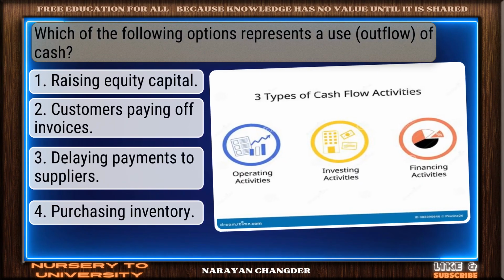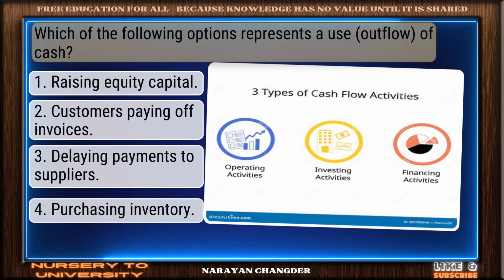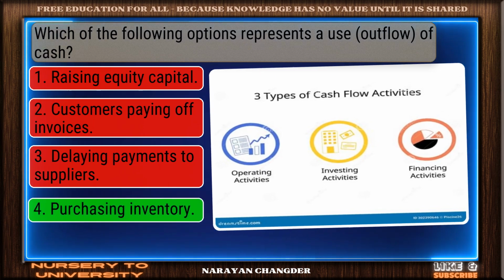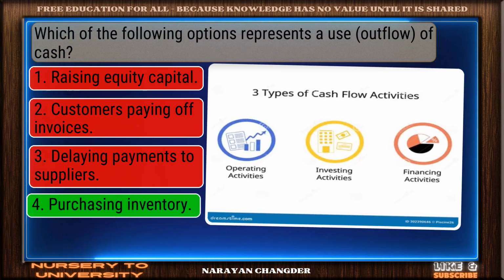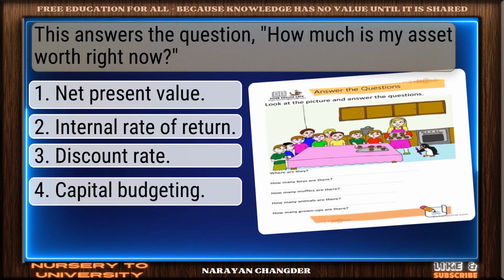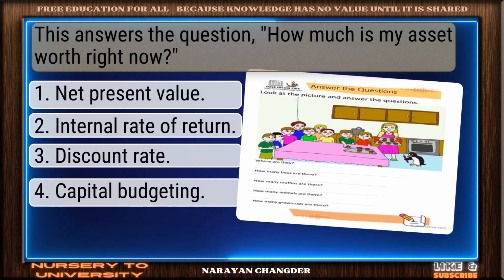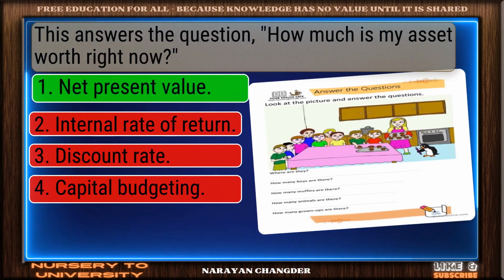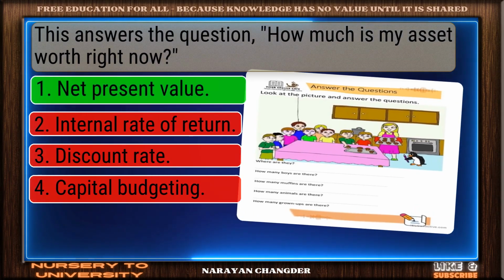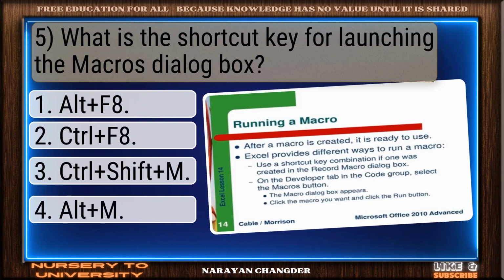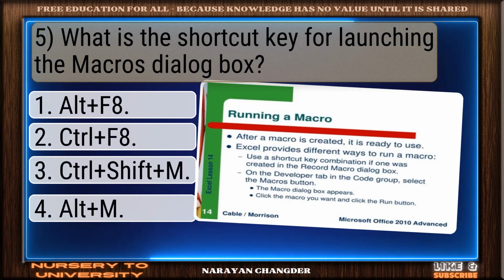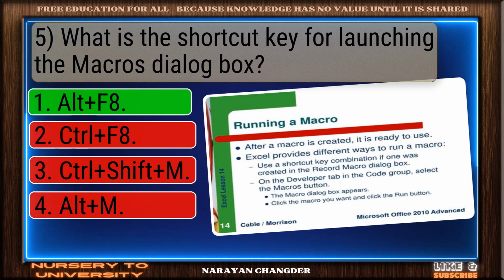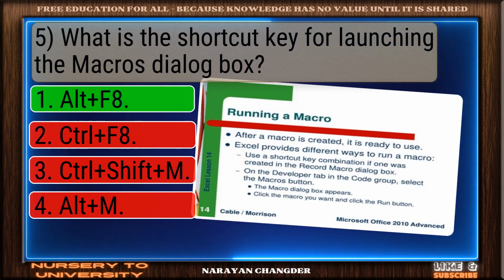Which of the following options represents a use of cash? Clear logic. Your choice, purchasing inventory, is sound and 100% true. This answers the question, how much is my asset worth right now? Solid response. Net present value is a valid choice. Which is the shortcut key for launching the macros dialog box? Smart pick. Alt plus F8 is the correct choice.